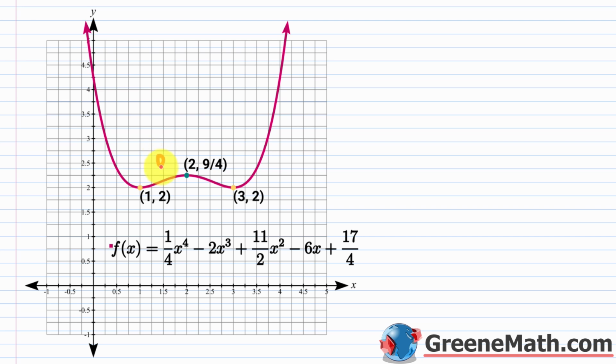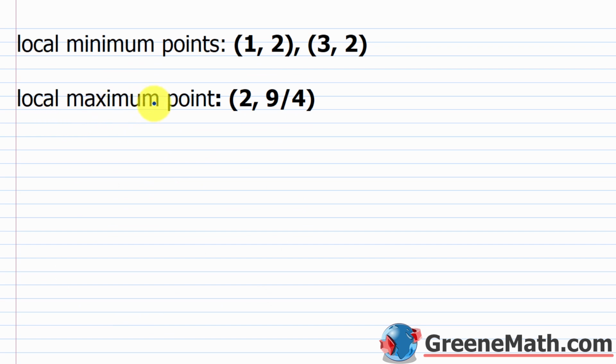So this guy right here, he's walking up, right? So we're increasing. And then when we get to this (2, 9/4), he's going to change over to decreasing. So it forms a hill. And so basically this would be a local maximum point. So we're going to have a local maximum point at (2, 9/4).